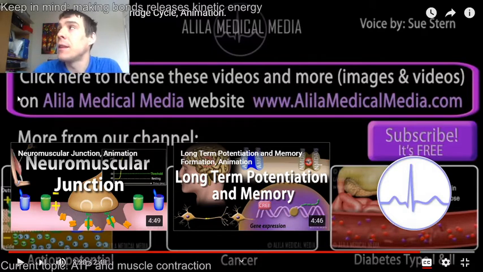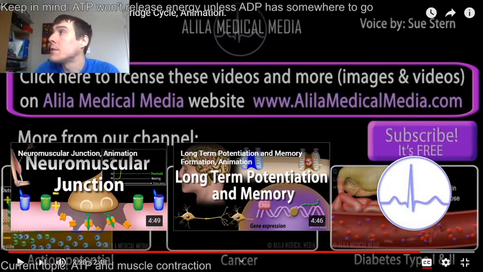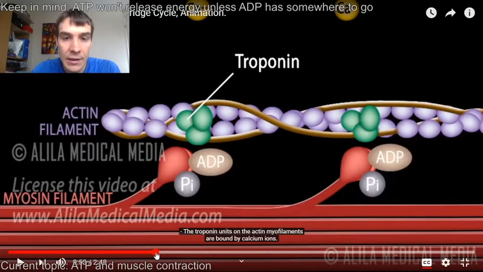But one of the most important things here, and this is probably going to be part of our keep in mind, ATP won't release energy unless ADP has somewhere to go. Alright, so ATP won't release energy unless ADP has somewhere to go. And you saw that here in this picture. Normally, when the troponin is active, it is blocking the binding sites.